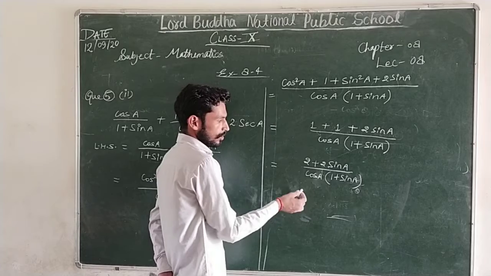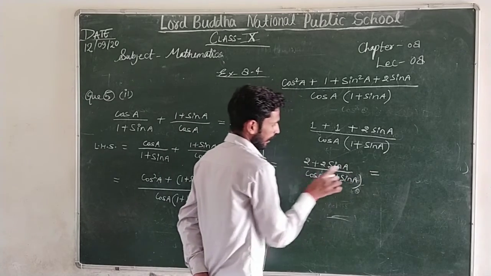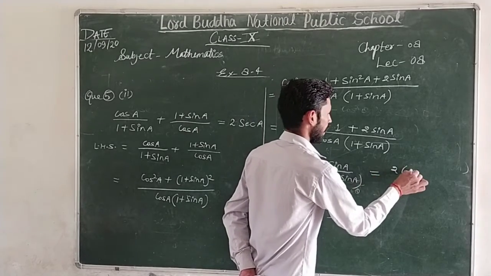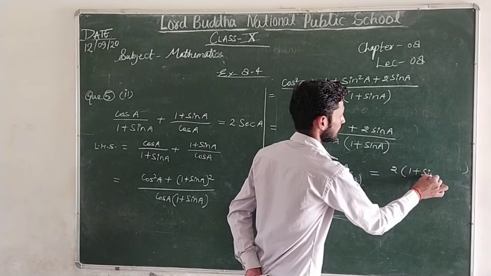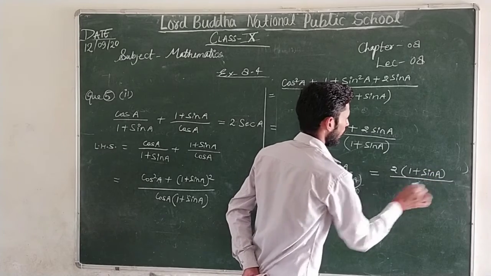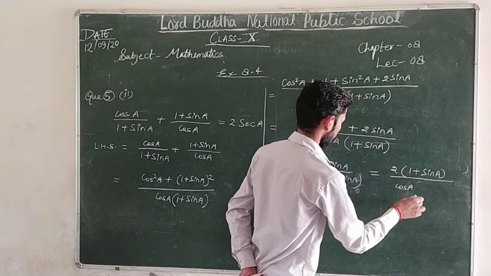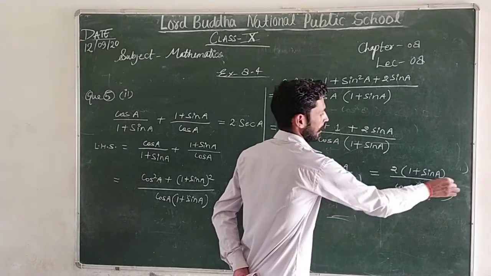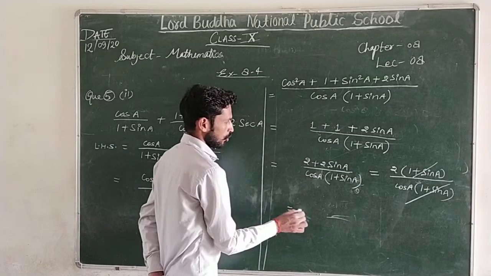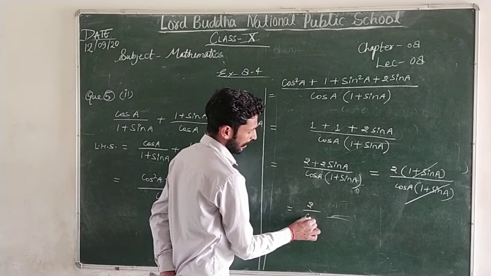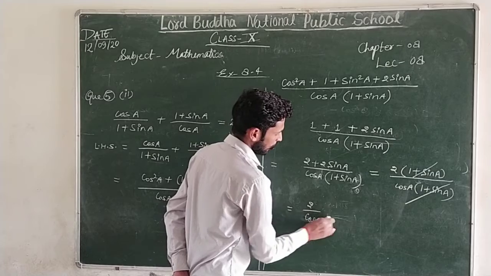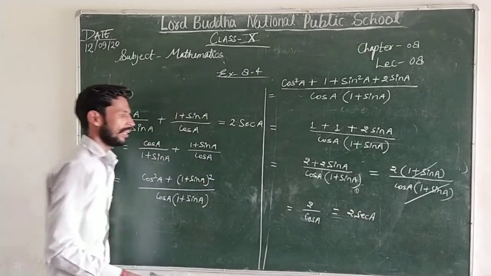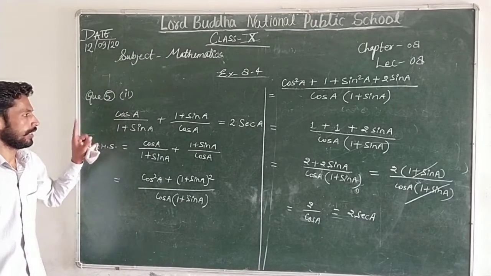Okay, so if we take 2 common, then we can write it as 2 times (1 plus sin A), whole divided by cos A in the next bracket (1 plus sin A), and this will be cancelled by this, so we can write it as 2 upon cos A, that is equal to 2 sec A. Okay, that is the proof of this question.